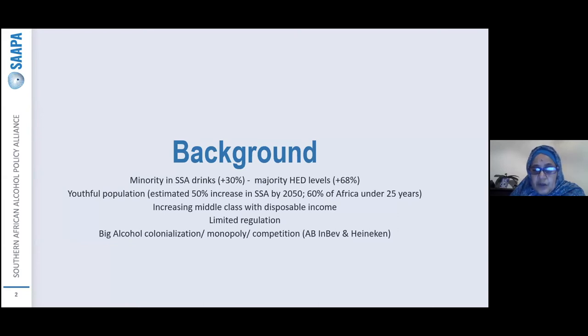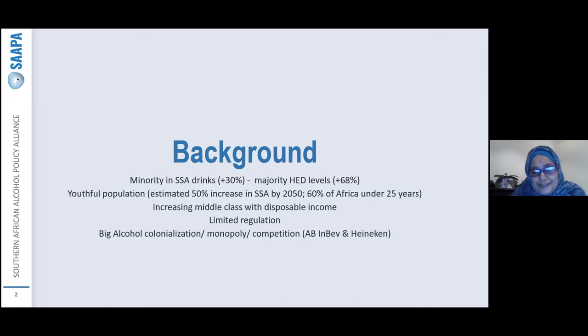But Africa is also home to young people. 60% of the population is under 25. And it's estimated that by 2050, that would increase by 50%. We're also home to an increase in middle class with disposable income.